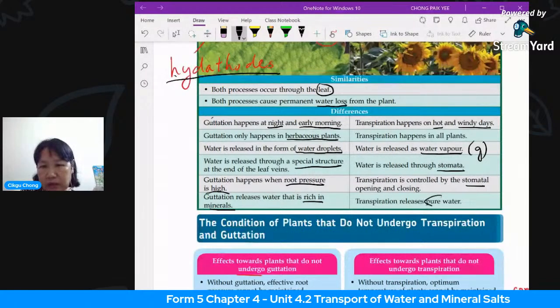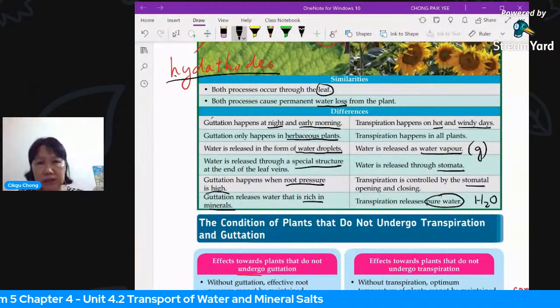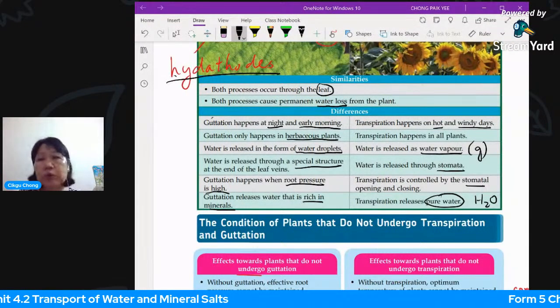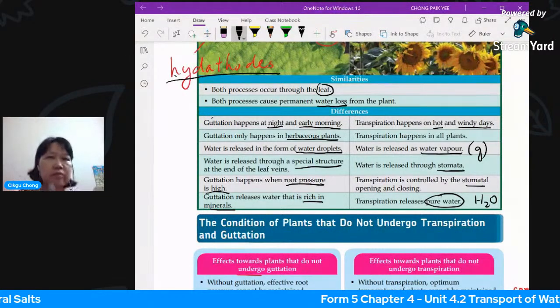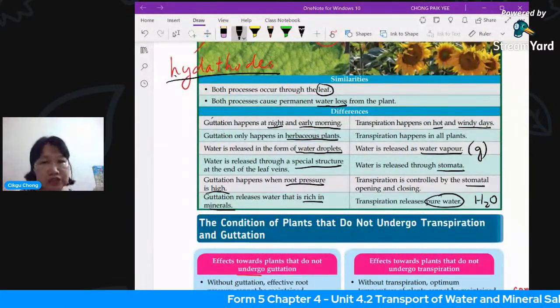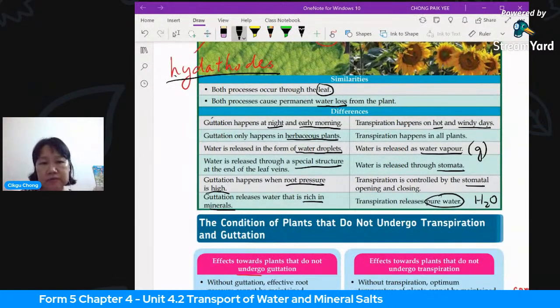Because when it evaporates, the mineral salt doesn't evaporate. The mineral salt is no way it's going to evaporate. It's only water, H2O, pure water that is changed from liquid to gaseous form. Okay, so it's pure water. So these are the points you can talk about.